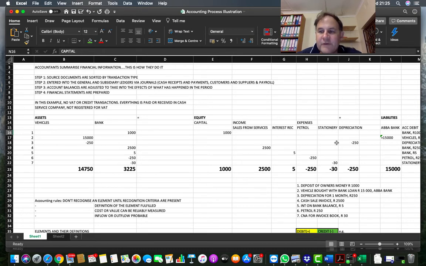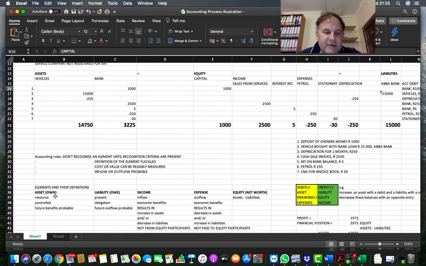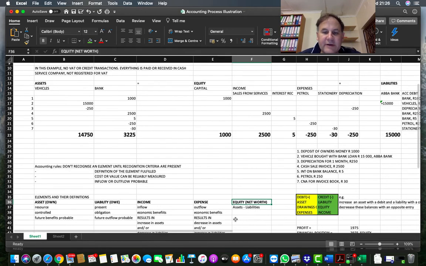So the first thing is we have the elements. You can see them down below here: asset, liability, income, expense, and equity. So those are the elements. Now, out of those elements, you'll find some or all of them in every transaction.